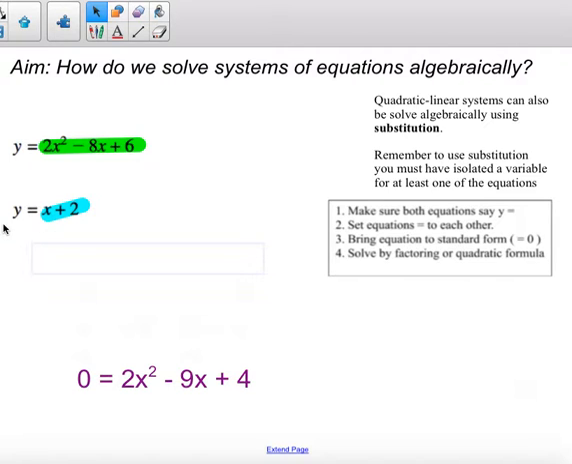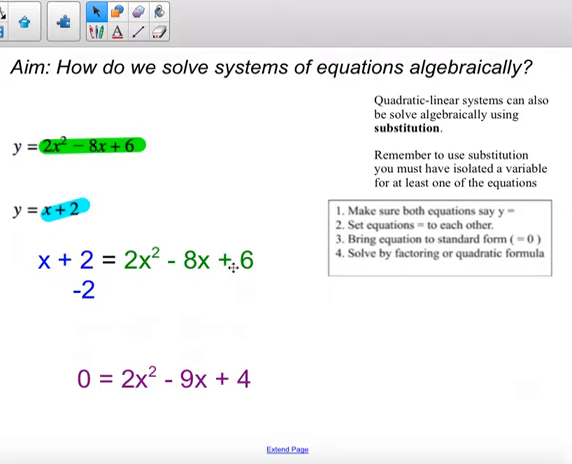X plus 2 is equal to y, and 2x squared minus 8x plus 6 is also equal to y. That means that they can be set equal to each other. We're going to create a new equation, x plus 2 equals 2x squared minus 8x plus 6. We're ready now for step 3, bring equation to standard form. In order to do that, we need to get one side of this equation set equal to 0.